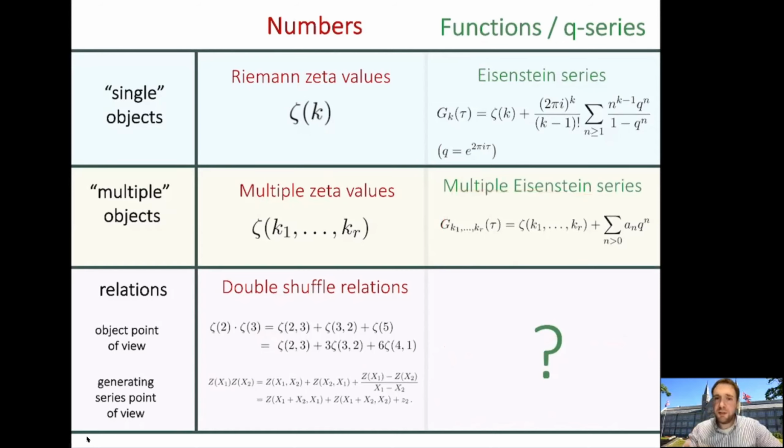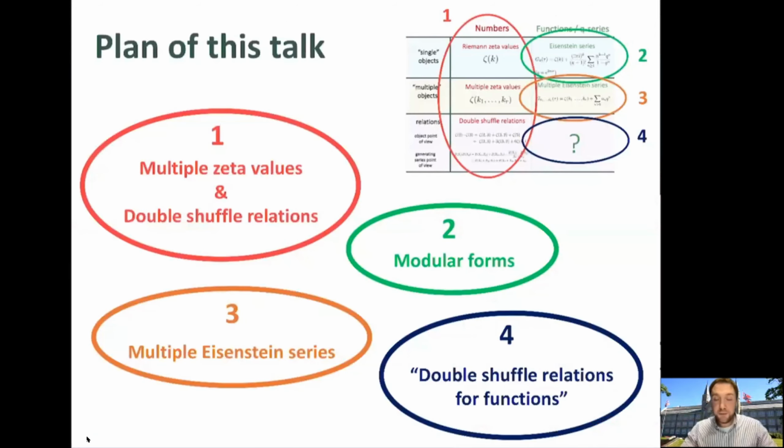But we will see that we are not just interested in Eisenstein series, but also their derivatives, and even more than this. So this will be the goal of this talk. And so the plan of this talk is that I will start by going into detail about this first column here. I assume that some of you maybe don't know the definition of multiple zeta values and these double shuffle relations, so I will explain this in the first part.